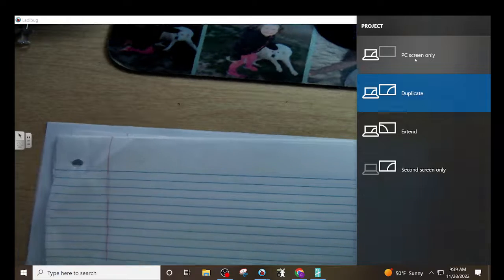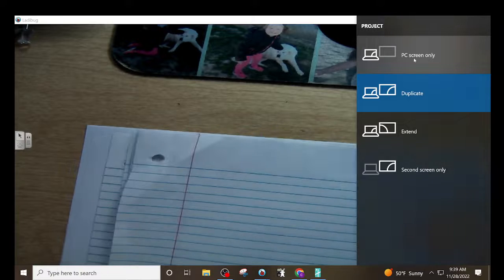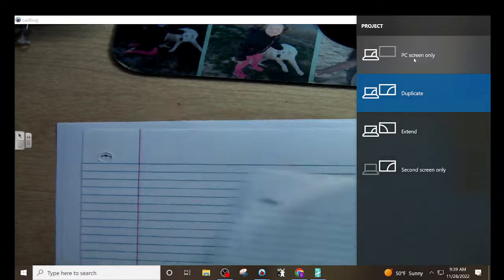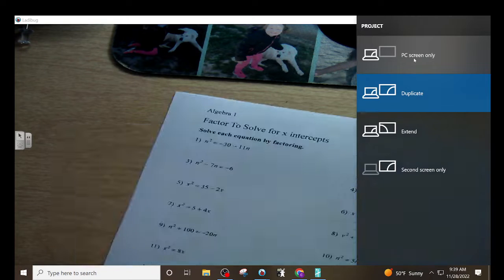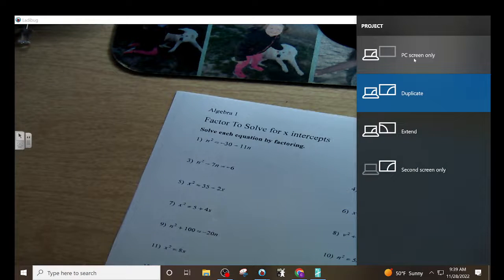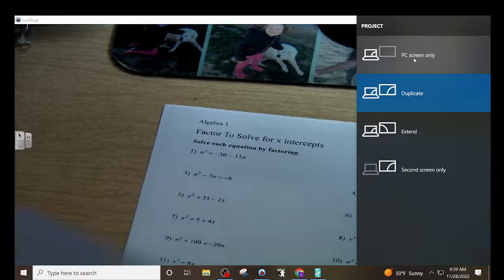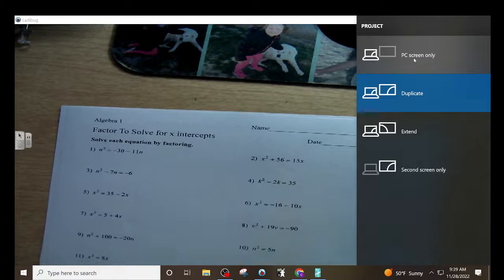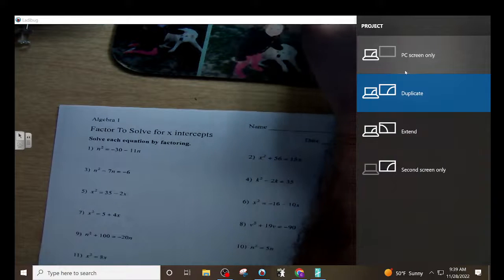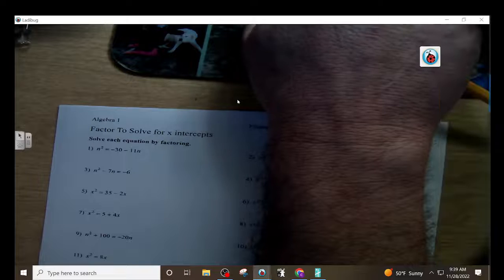All right, guys. So now, guys, the reason we factor to solve, and I got it at the top of the paper, is to find the x-intercepts. So, guys, anytime you're factoring, completing the square, anytime you're solving for your x variable, that's what you're trying to do. You're trying to find the x-intercepts, all right?